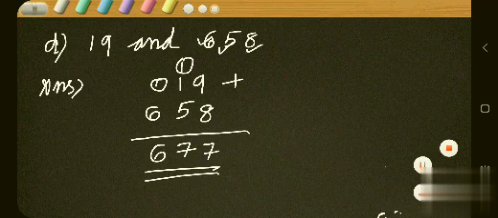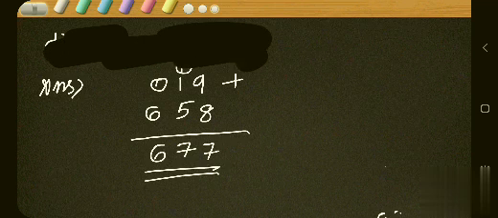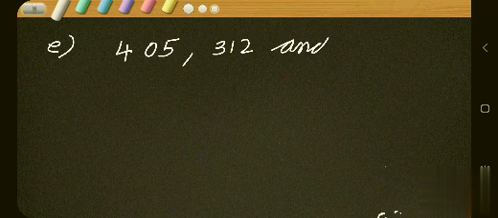Let's do one more. E. Tomorrow we will begin the larger numbers. Okay. Let's do one more. E. 405, 312 and 15. Three numbers are there. 405, 312 and 15. Answer.